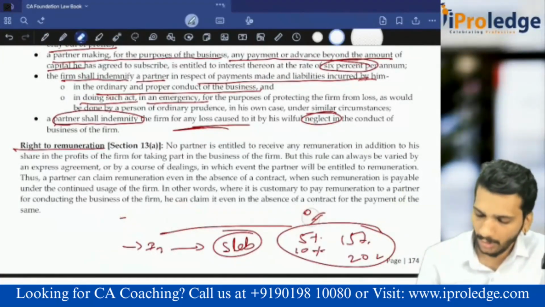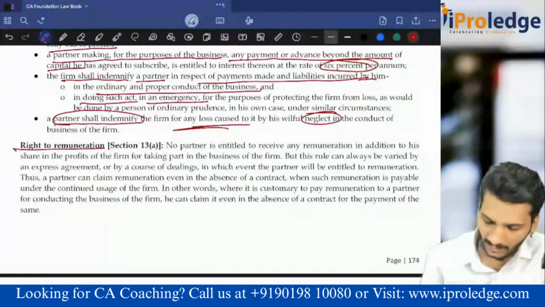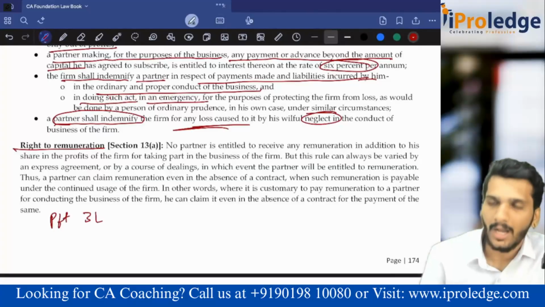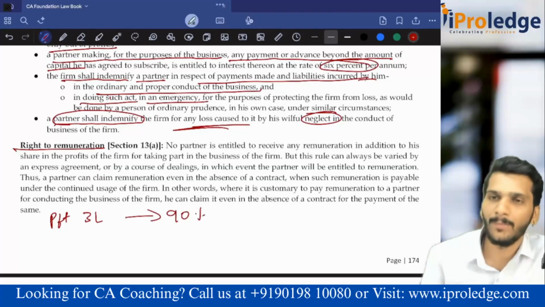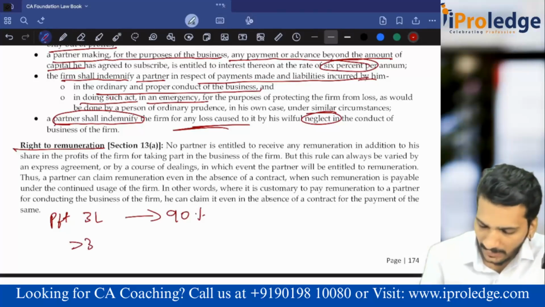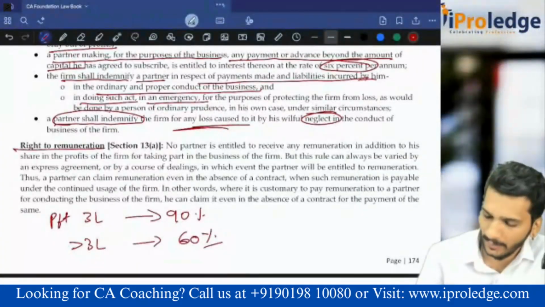But salary means before the profit only the salary will come. So the Government Income Tax Act says the maximum amount of salary a partner can take is: if the partnership firm has a profit of up to 3 lakh rupees, then they can take a total of 90% of the profit as remuneration. Any profit in excess of 3 lakh, then you can take a maximum of 60% of the profits as salary.